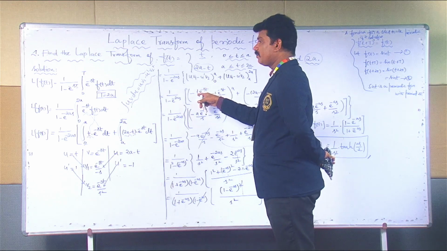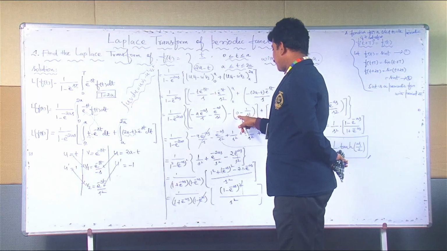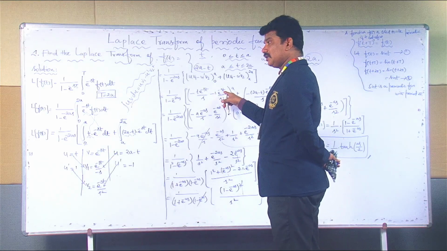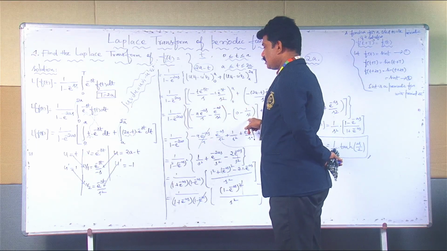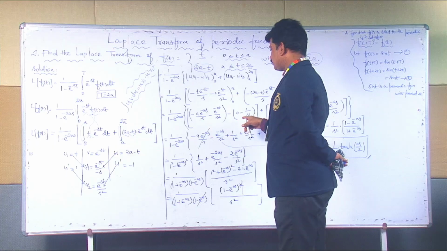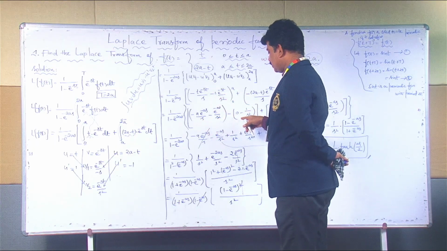Instead of t, we are applying 0, the whole term becomes 0. Therefore, you have to write 0. And the next one, if you are applying 0 instead of t, e power 0 is 1. So therefore, 1 by s square. Right, try to understand that, very simple. You have to apply the upper limit as well as the lower limit. Finally, we will get this result.